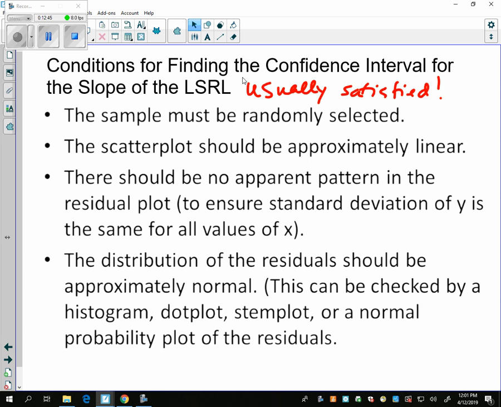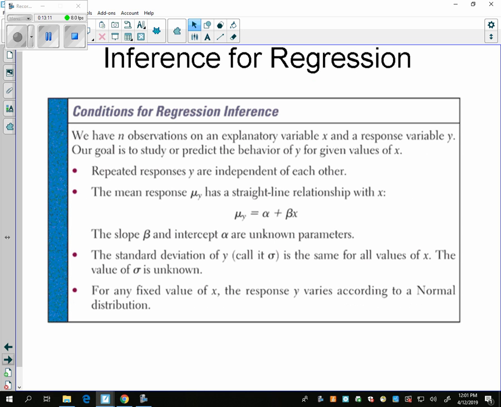And this is a kind of a cool way to do it. To ensure the standard deviation of y is the same for all values of x, I could show you on the next page what that looks like. And now the distribution of the residuals should be approximately normal. This can be checked by a histogram, dot plot, stem plot, or a normal probability plot. So unless you have the data, you can't check for these conditions. So again, that's why they normally say that the conditions have been met.